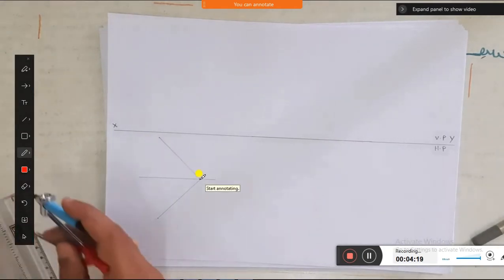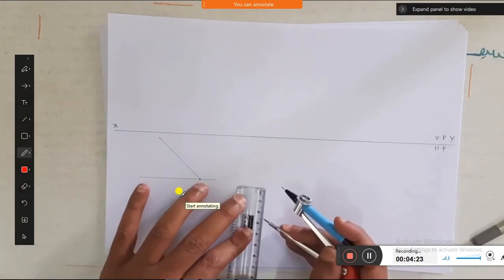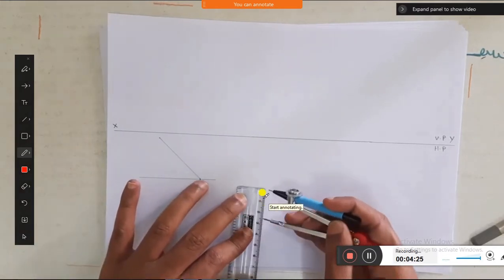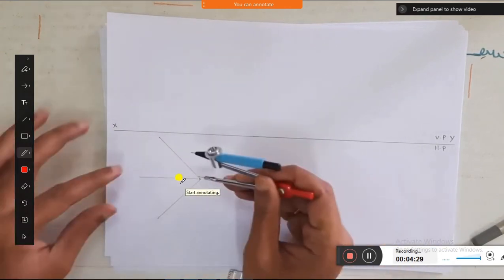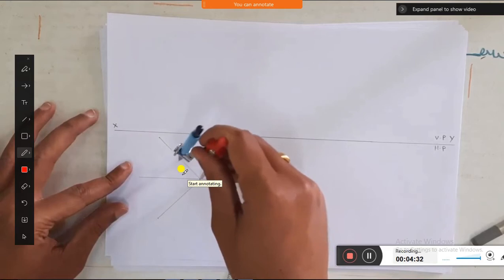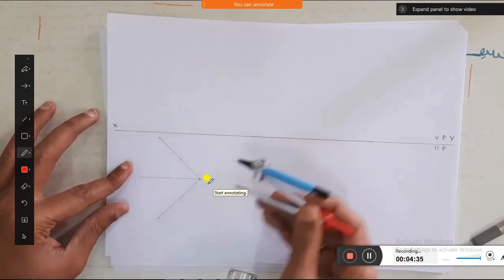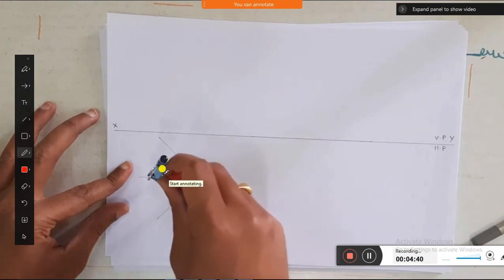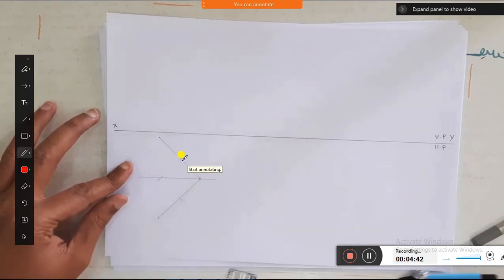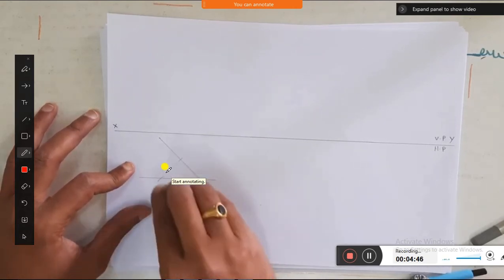And after that take the compass and mark 25 mm. So 25 mm, and on that 45 degree line cut 25 mm. Like this you have to cut. Here also you can cut it. Then from the intersection point you mark the other point, and erase all the extra projections.